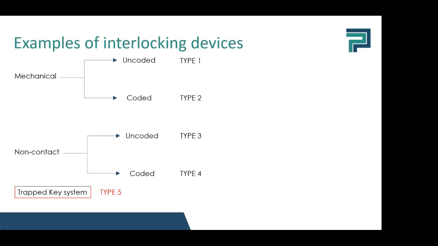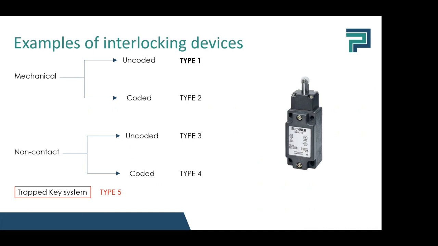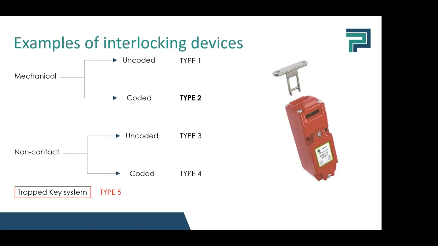The first type is mechanical uncoded, and a basic example of this is just a position switch. When the roller is pressed inwards, the guard is detected. The second type has to be coded, so the actuator of the interlocking device has to have a certain shape, and here it is a tongue actuator. We will put the tongue on the guard, and then only this can actuate the interlocking device.